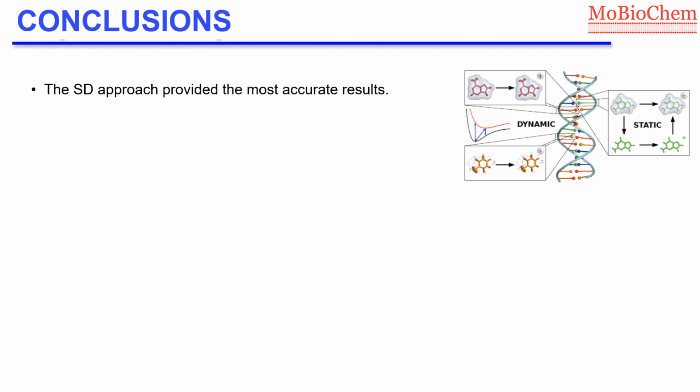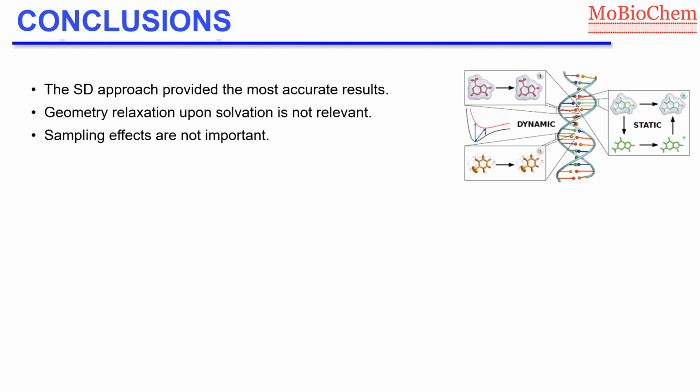In conclusion, within the static approaches that have been tested, the static direct approximation provided the most accurate results. The relaxation of the geometry from gas phase to aqueous phase does not play an important role in this kind of systems. As seen before, the best static and dynamic schemes provide similar results, leading to the statement that sampling effects are not important. Since polarizable effects dominate against specific interactions in these systems, a polarizable embedding like COSMO is more appropriate than a solvent model that represents an electrostatic embedding.